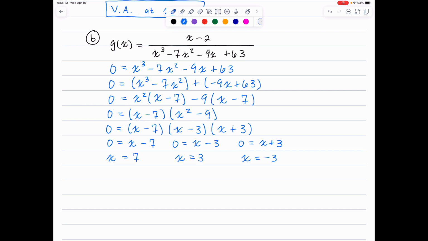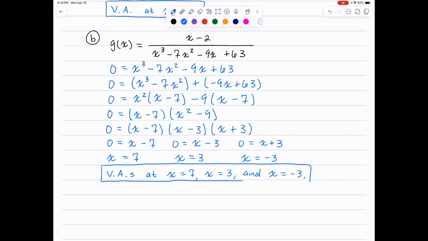So this means that there are vertical asymptotes, so I'm going to write vertical asymptotes, VAs at x equals 7, x equals 3, and x equals negative 3. And then you're done. So box that up. So you can even do this with higher ordered polynomials in your denominator. All right.